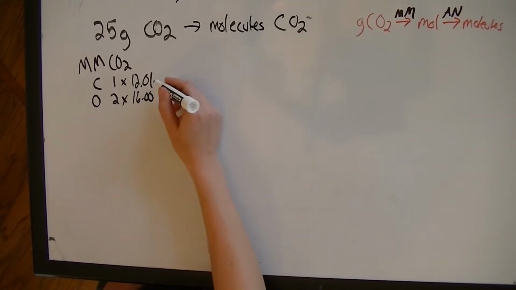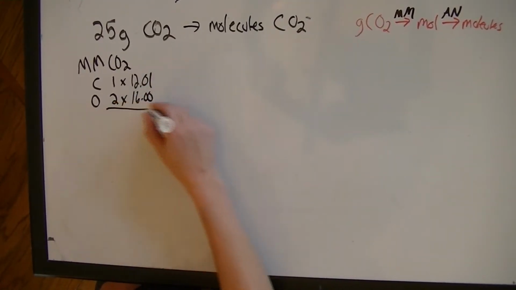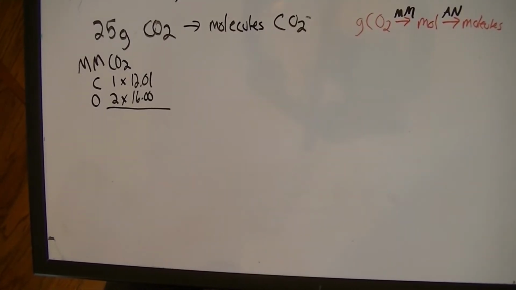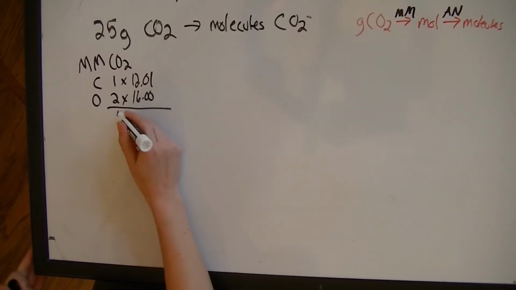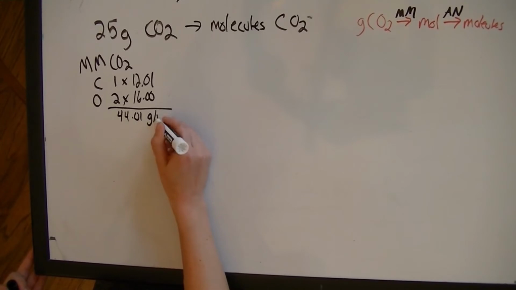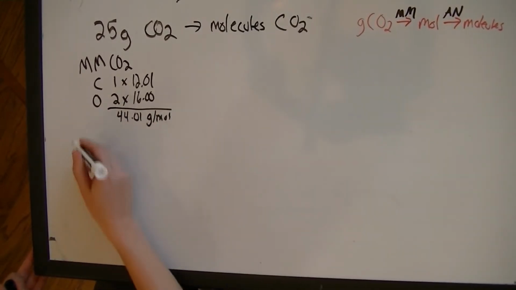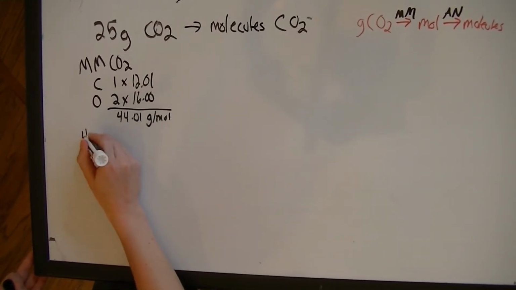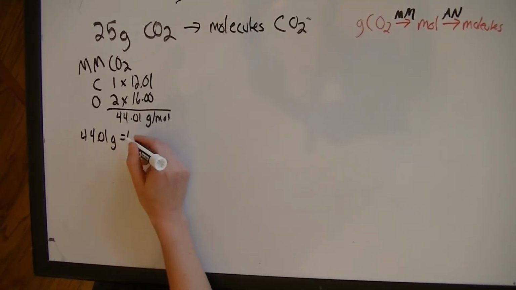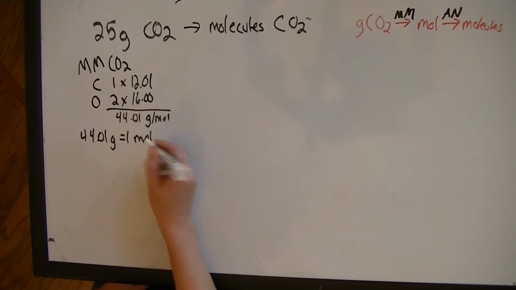So multiplying across and adding those two together, let me do that calculation quickly. We get 2 times 16, it's just 32, plus 12.01. So we get a total molar mass of 44.01, and remember the units are grams per mole. So I'm going to write that out like a conversion factor. So 44.01 grams is equal to 1 mole.